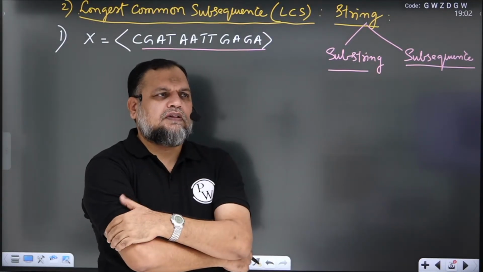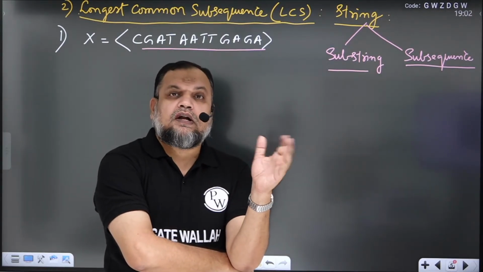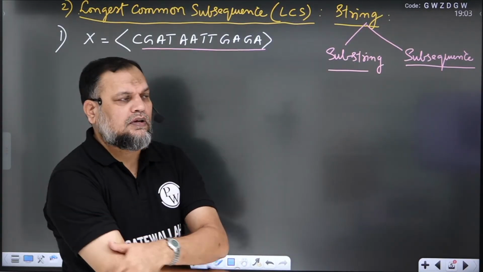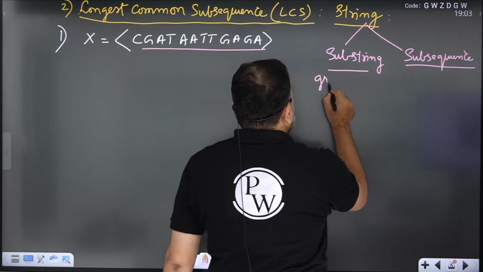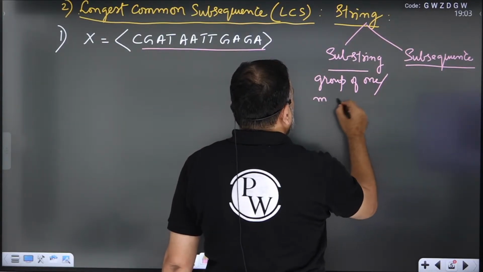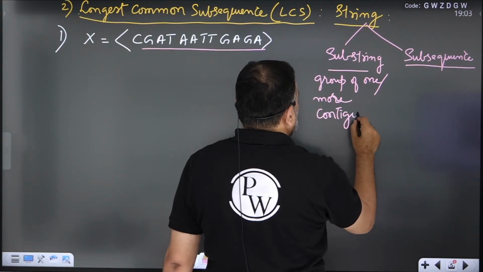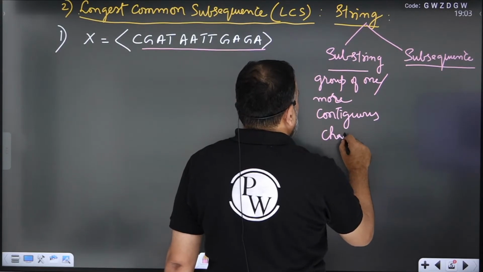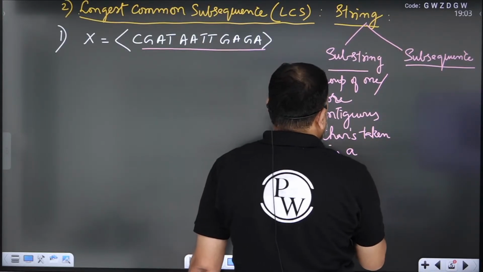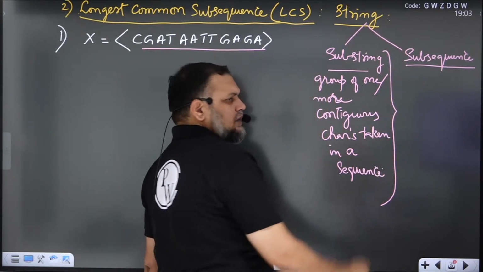Yes, Diksha Tripathi has told clearly, substring obeys the property of contiguity, continuous, but subsequence need not be contiguous. Let me write the definition. A group of one or more contiguous characters taken in a sequence is a substring.